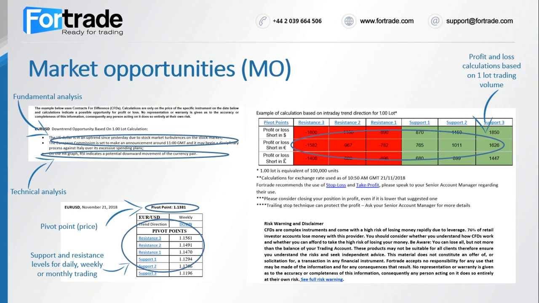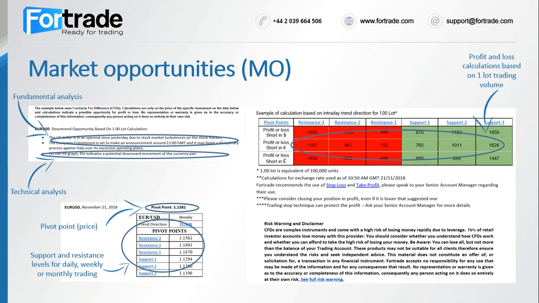pressure on the euro. When using a market opportunity, it's vital to look at the pivot point on which the calculations are based. In this instance, if the price reaches 1.1381 that you can see on the right-hand side of the screen here, this shows the right moment in our estimation for opening a trading position. That's had you decided to trade on this market opportunity when it was active.